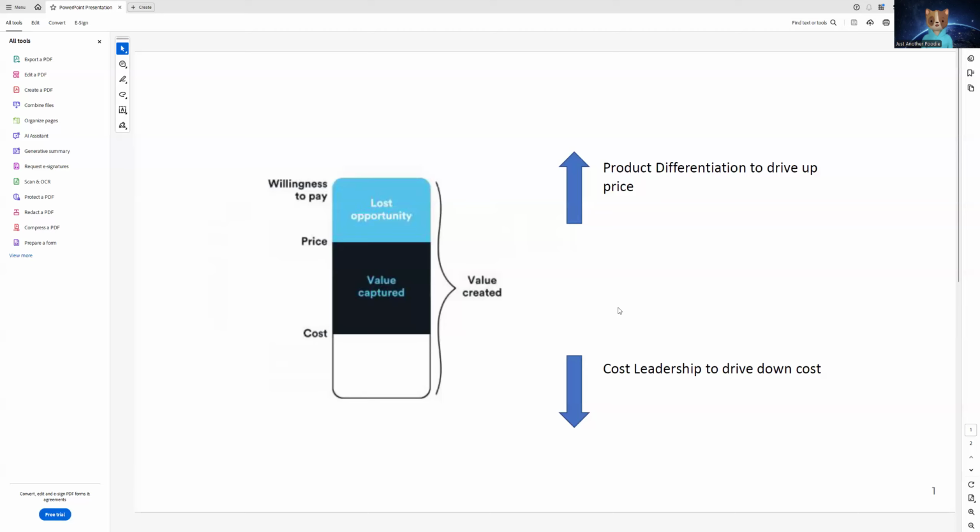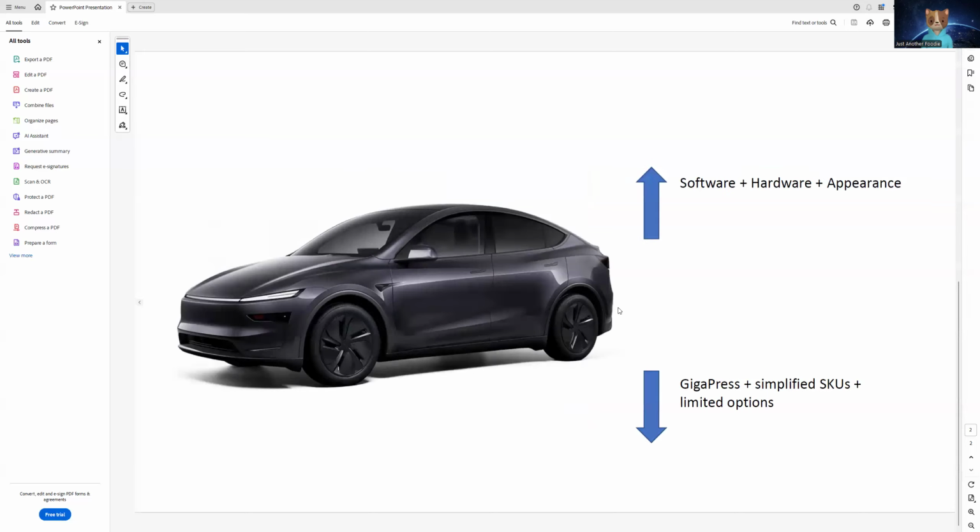Today I'm going to talk about how you actually create more value for the customers and also capture more value for your firm. Like I said, there are two ways: product differentiation, where you drive up the price, and cost leadership, where you drive down the cost. Those are the two ways to do it, and I'll give you a good example. The example I'm going to give you is Tesla.